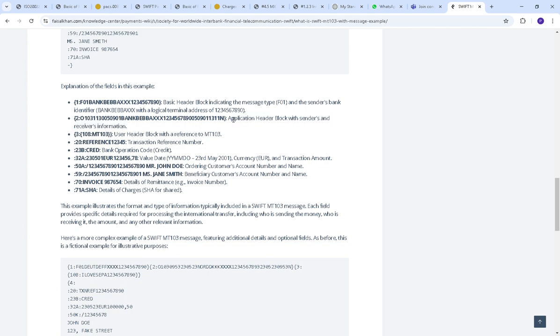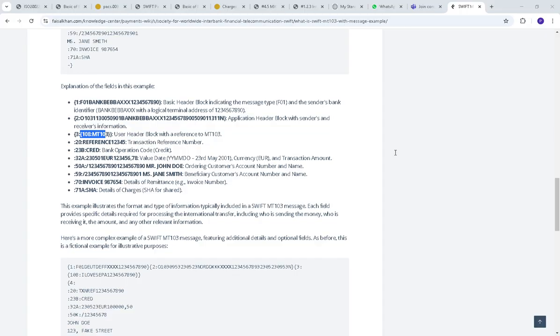This is the sender or receiver BIC. Then block 3 is the user header block with reference 103. Okay, I was right, it is there. Block 3 has different codes, for example, whether it is an urgent payment or not. Then sometimes 119 COV is mentioned for a cover payment. If you want to send a cover payment also, that time also those things are mentioned here.